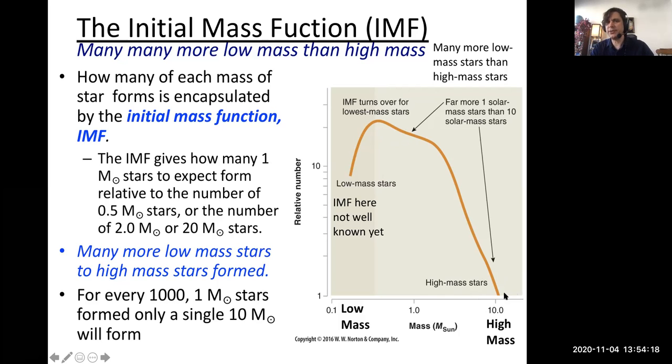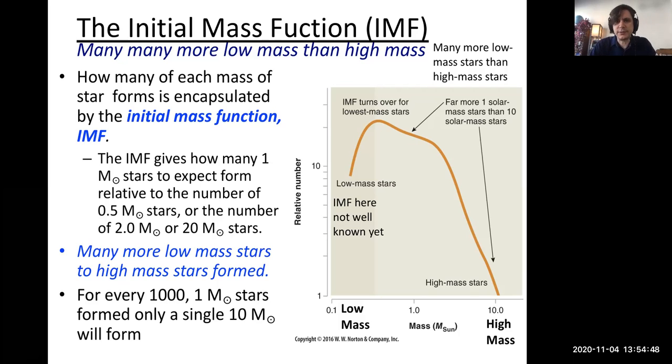And to really nail this down, for every 1,000 Sun-like stars, one solar mass stars that you form, you will only form a single 10 solar mass star. So for every one B-type star that you form, you'll form 1,000 Sun-like stars. That's a pretty stark difference. And you'll form even more M-type stars.